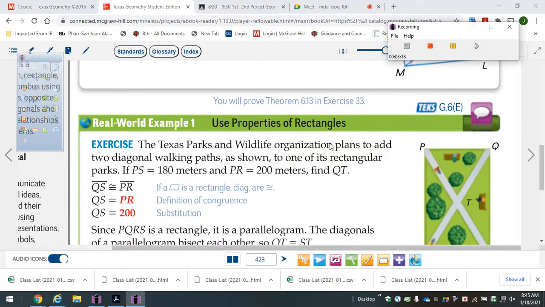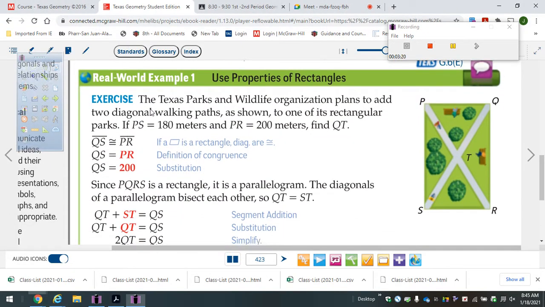Okay, so we're going to use the properties of a rectangle. We'll do some of these questions. The Texas Parks and Wildlife Organization plans to add 2 diagonal walking paths as shown. So here's this rectangular park, and they're going to add 2 diagonal walking paths to one of its rectangular parks. If PS, from here to here, is 180 meters, and PR is 200 meters, find QT.